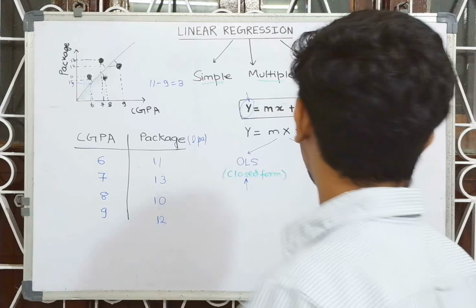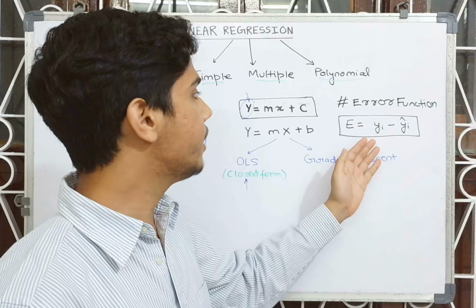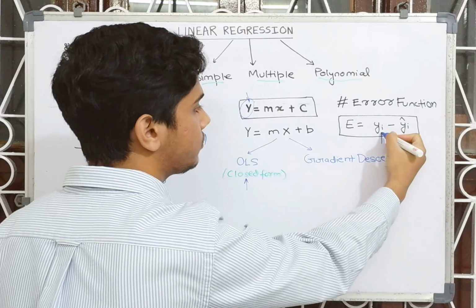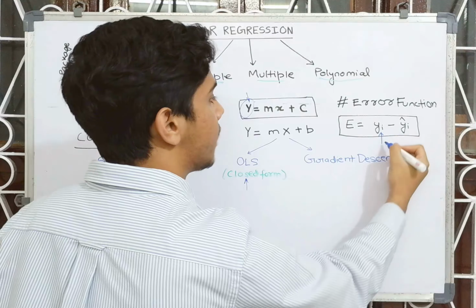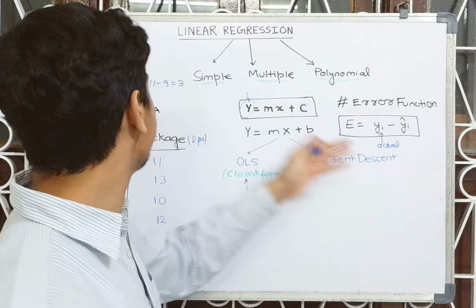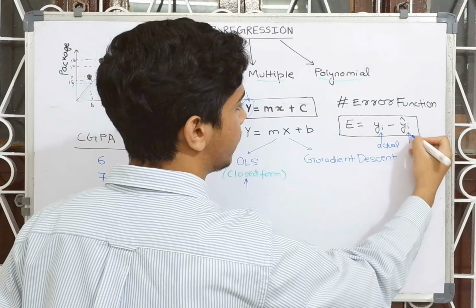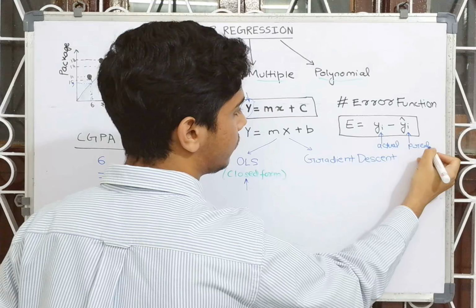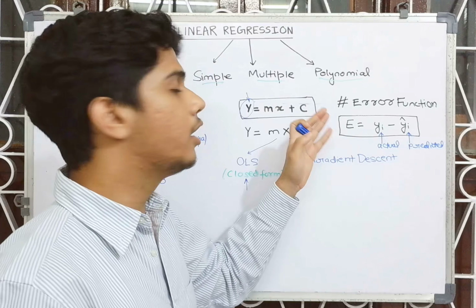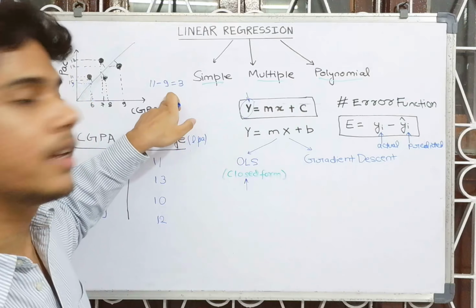First, we will see what is error function. Error function is E equals yi minus yi cap. What is yi? Yi is the actual data. What is the actual data? Actual data is our actual package that a student has got. But yi cap is our predicted data. So error will be nothing but actual minus predicted. We did it here also. Actual minus predicted.